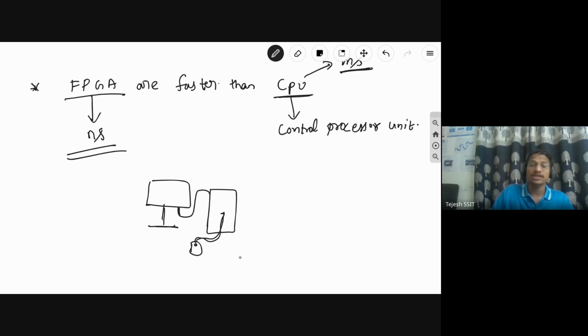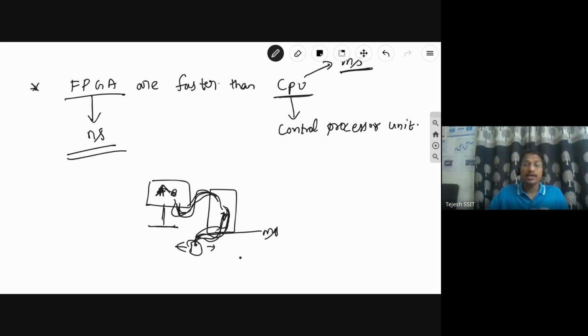So you can move the mouse to the left or right side. This control signal, with a speed of microseconds, will be updated on the monitor. You can see the cursor. When you move the mouse, the signal goes to the CPU, and the CPU gives output signals to the monitor. The cursor will be moved in microseconds.